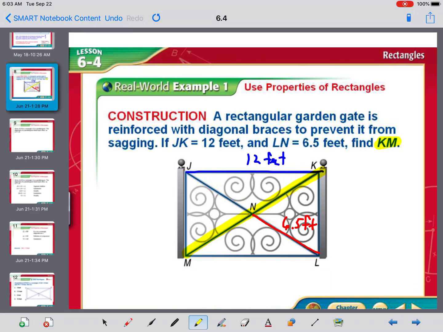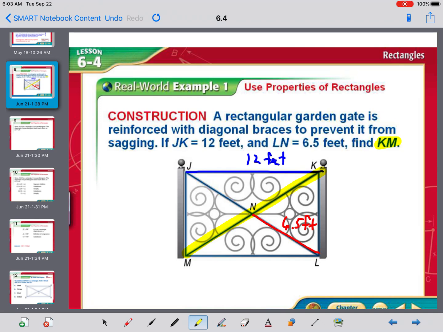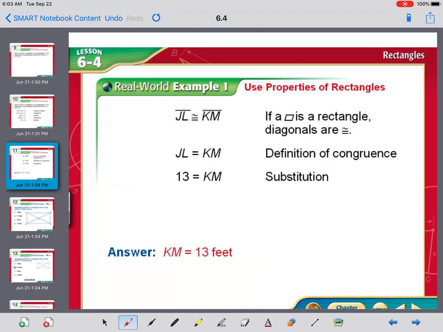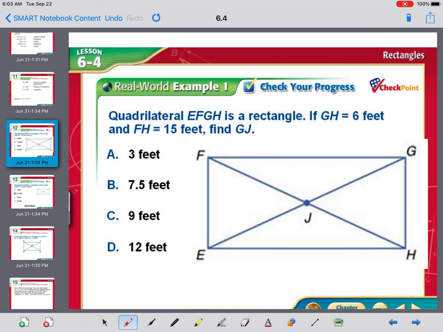Okay. Well, this is a problem where they have given us information we don't need. We don't need this for this problem. It's okay to know, we just don't need it. What we do need to know is that since all four of these segments are congruent, then if this one's 6.5, so is this one, and so is this one, making KM 13 feet. They tell us something, but there's the 13.